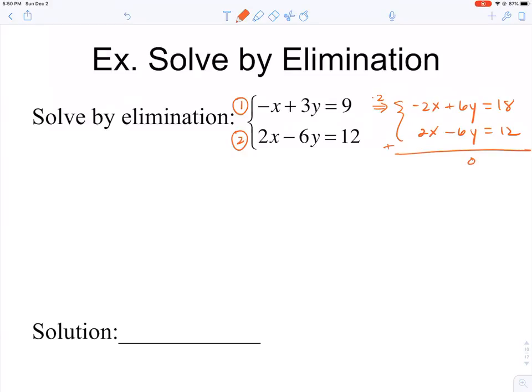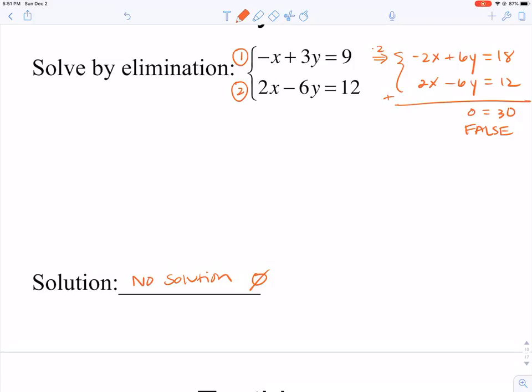If we add straight down, we'll get 0 on the left-hand side, but we will get 30 on the right-hand side. Well, that's not true. So that means there's going to be no solution to the system, which you can write using the empty set notation. And therefore, this is an inconsistent system.